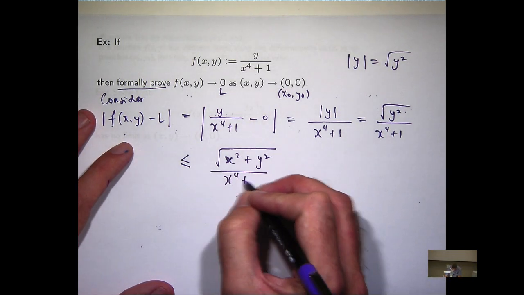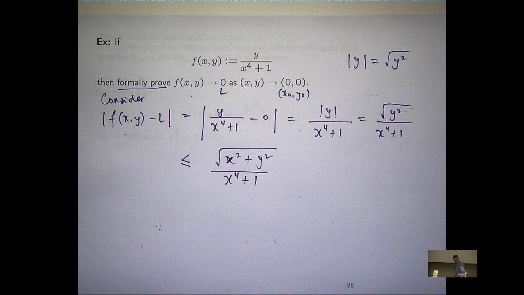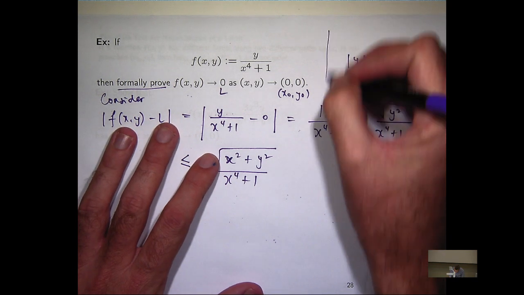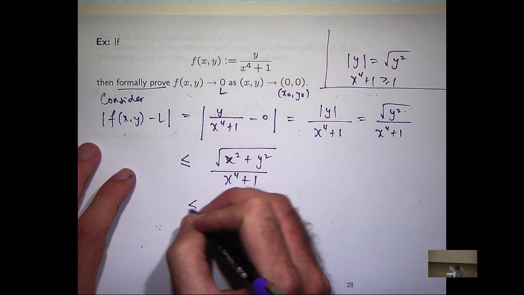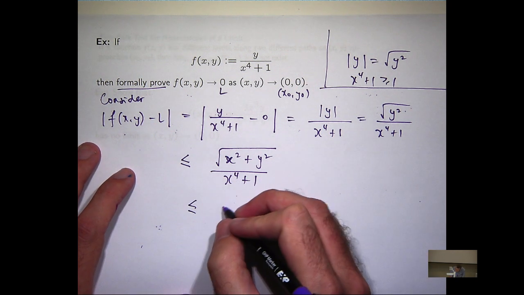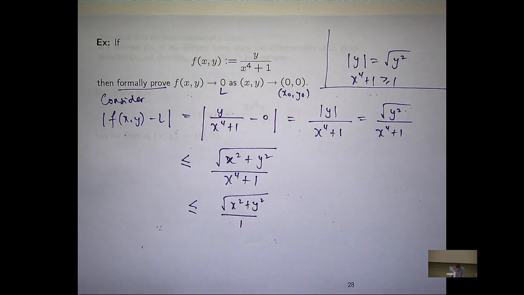Now, is there any way I can get rid of the x to the 4th plus 1 somehow? Maybe using some sort of inequality. What's the minimum value of x to the 4th plus 1? 1, right. So I can go down like this and say, well, that is less than, oh my God. Now we're at a good spot.